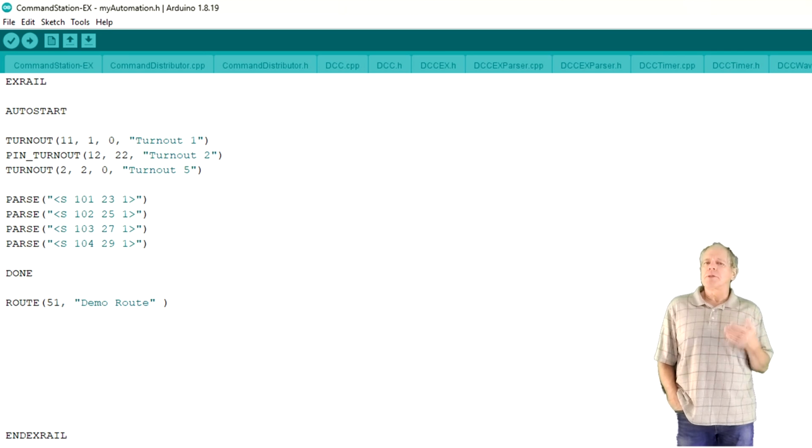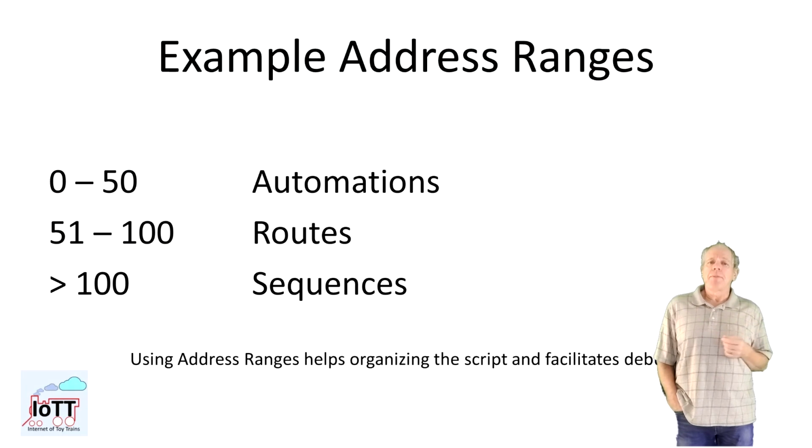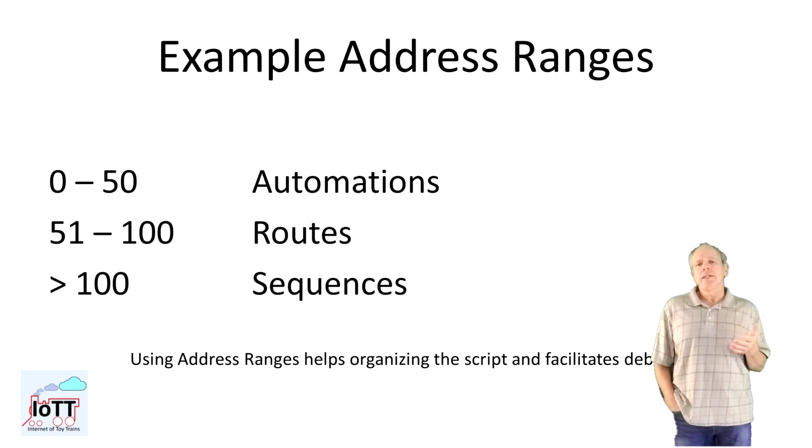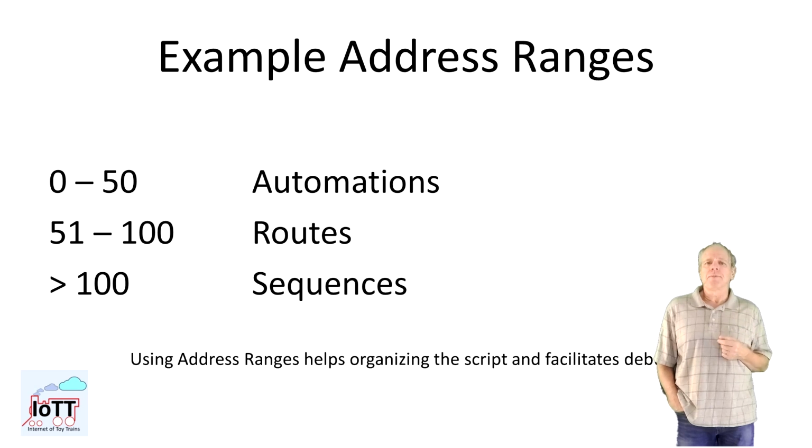The ID number must be unique for sequences, routes and automations. You cannot have a route with ID 25 and an automation with ID 25. For larger applications, it therefore would be a good idea to define certain ranges of ID numbers, so they are easy to recognize. In this example, I use IDs 101 to 150 for sequences, 51 to 100 for routes, and lower than 50 for automations.